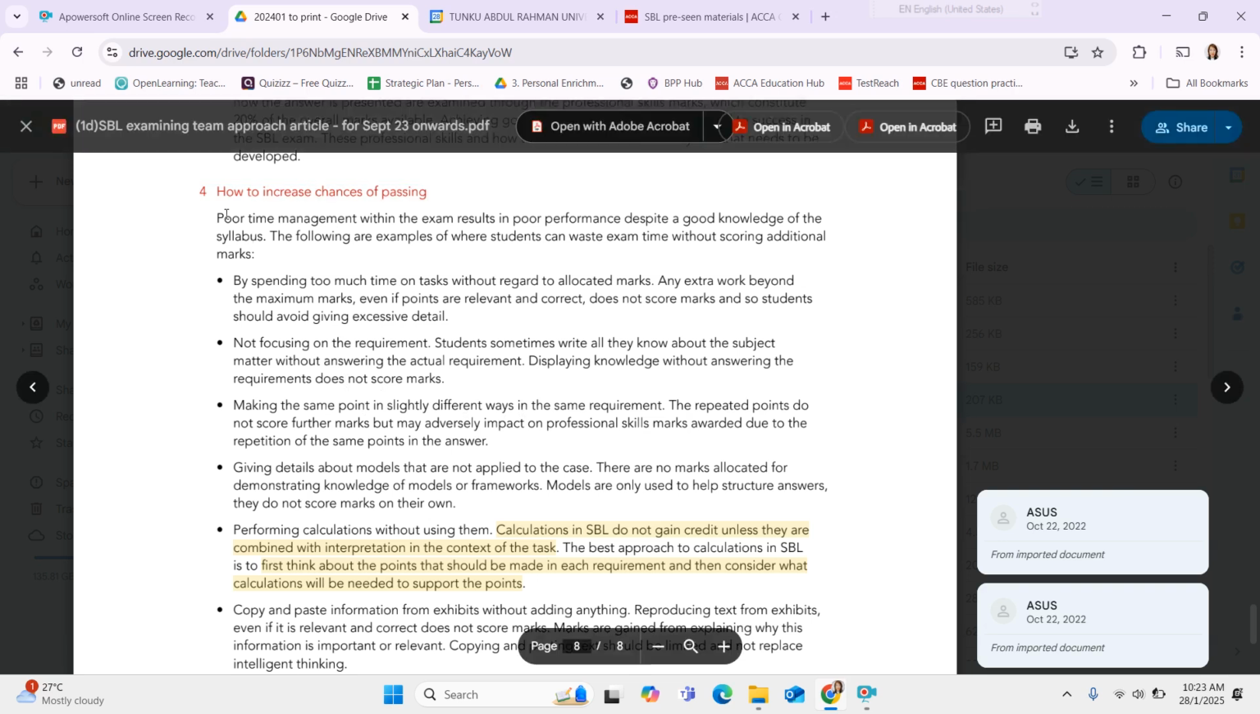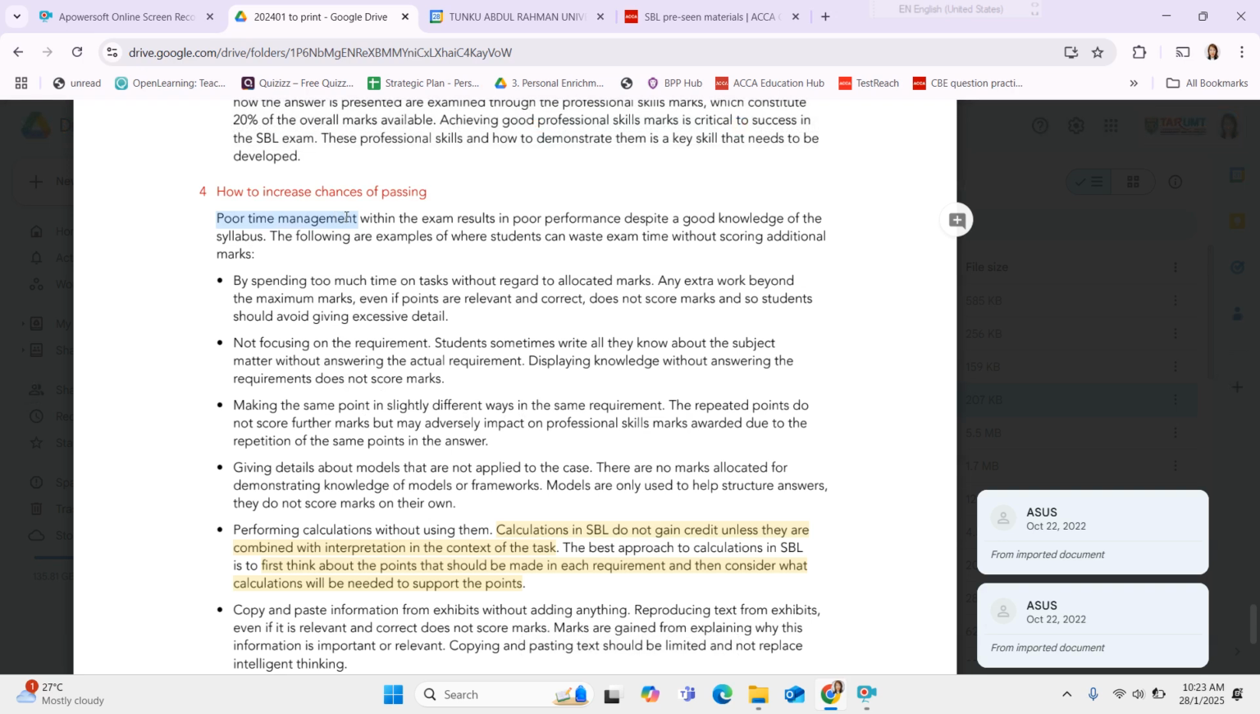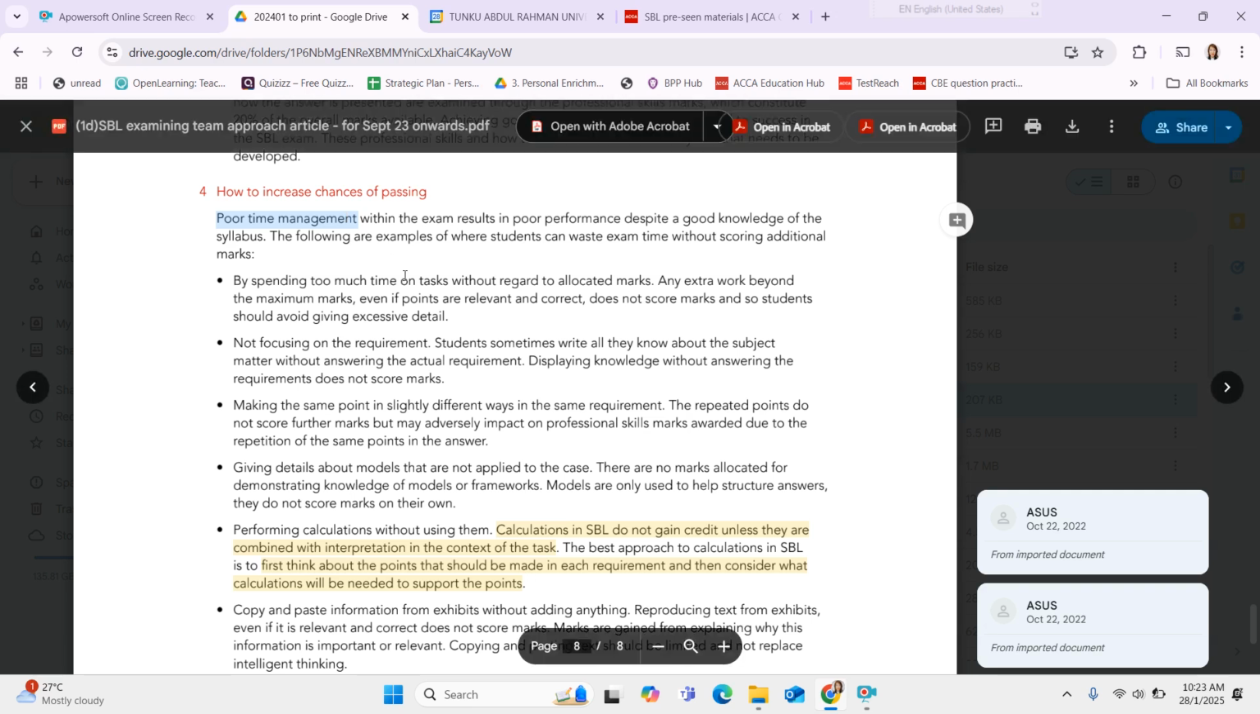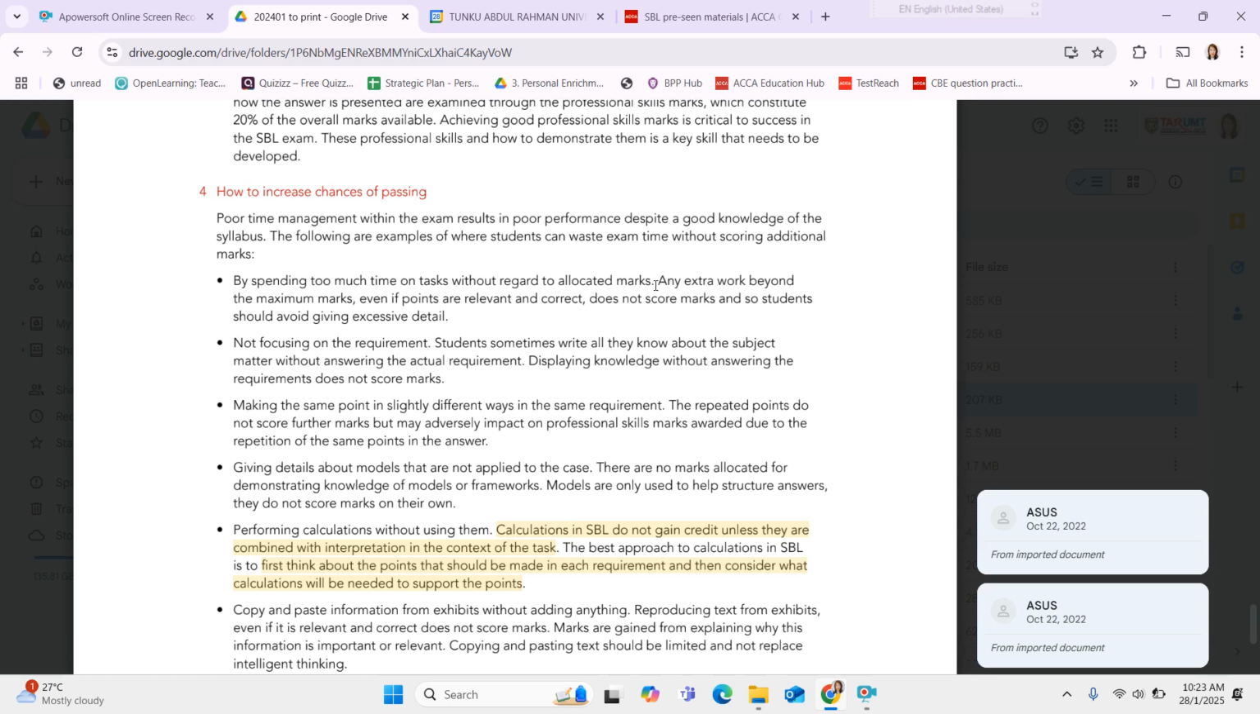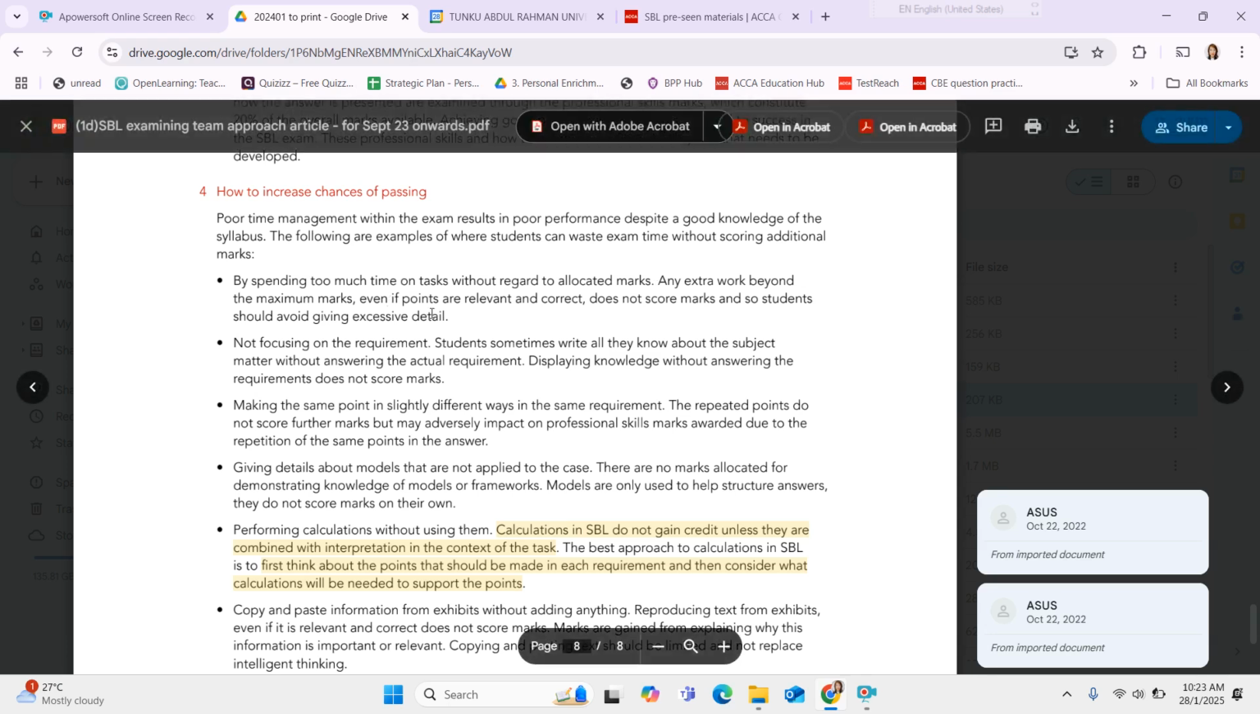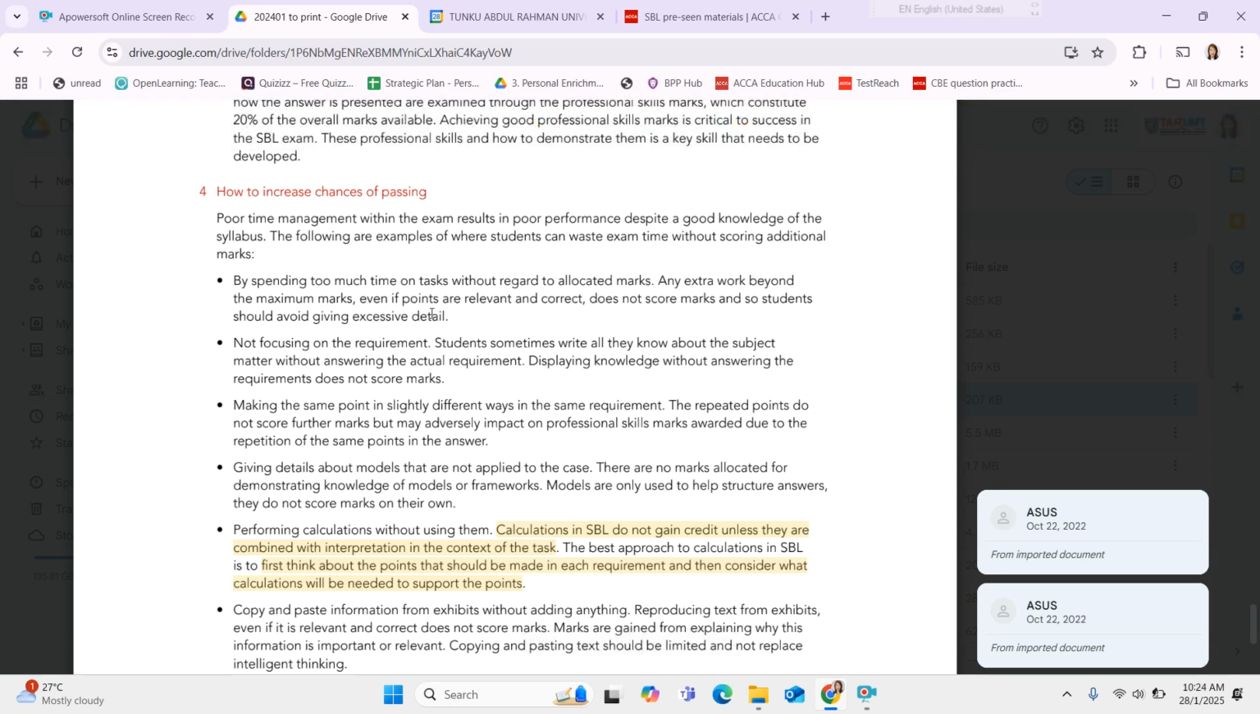The first one, poor time management, is a thing that always causes students not to be able to pass the exam. So you have to really get your idea, get your momentum. How are you supposed to spend your time, right? Sometimes students spend too much time on tasks without regard to allocated marks. So you don't match your time with the marks, which will cause a mismatch. So you will have poor time management. On how to allocate marks according to time, I already have one video sharing this. So you can refer to the video that I've shared earlier.